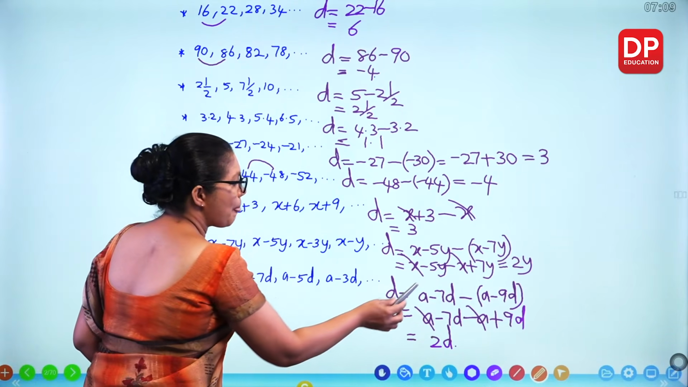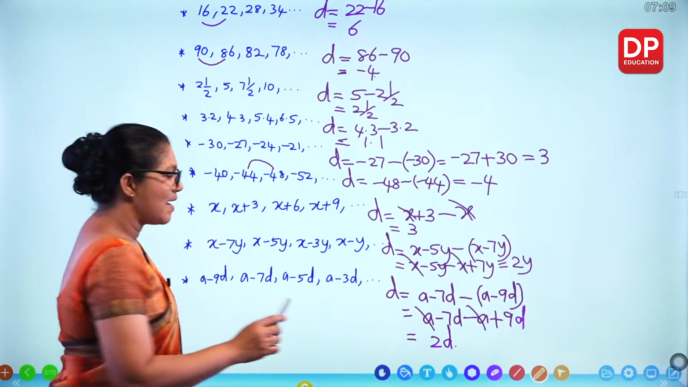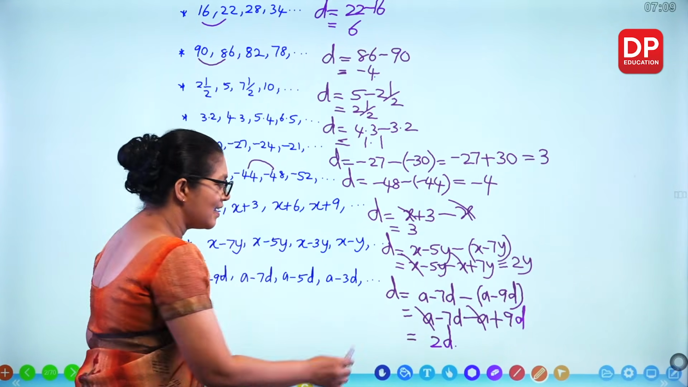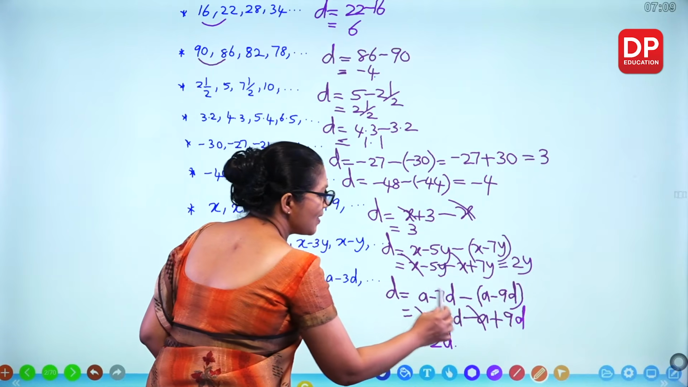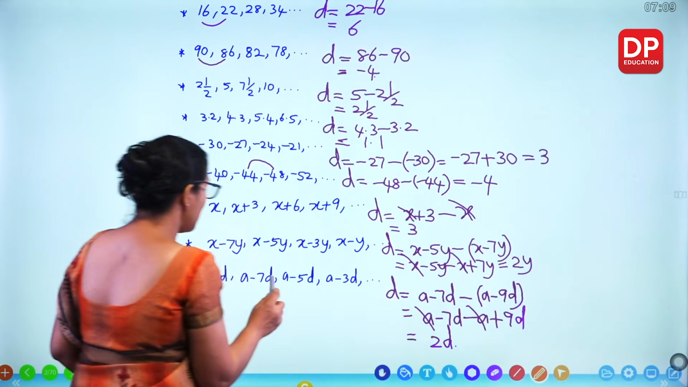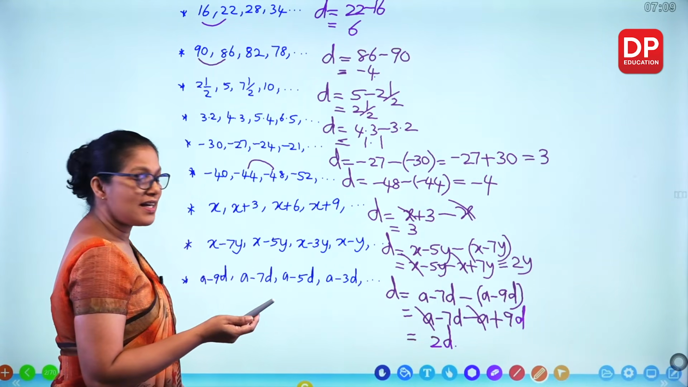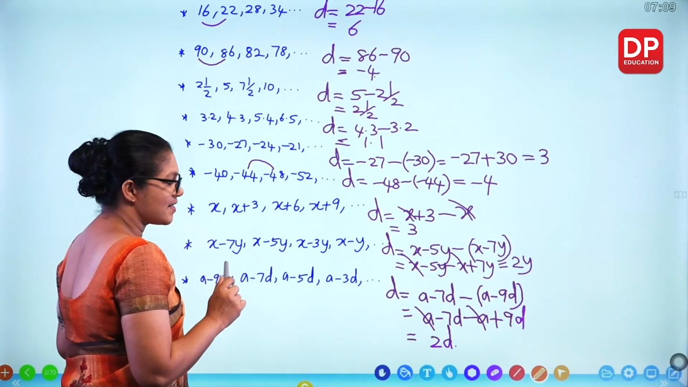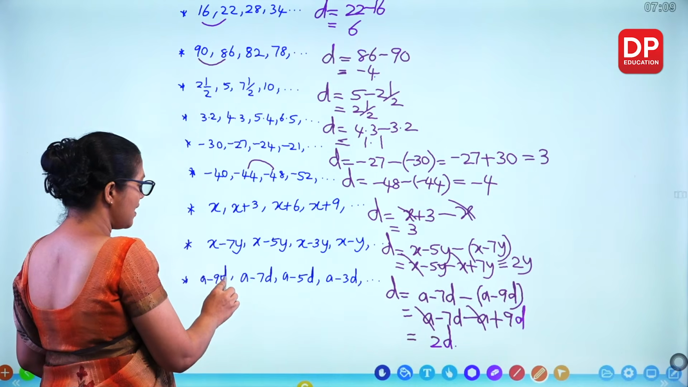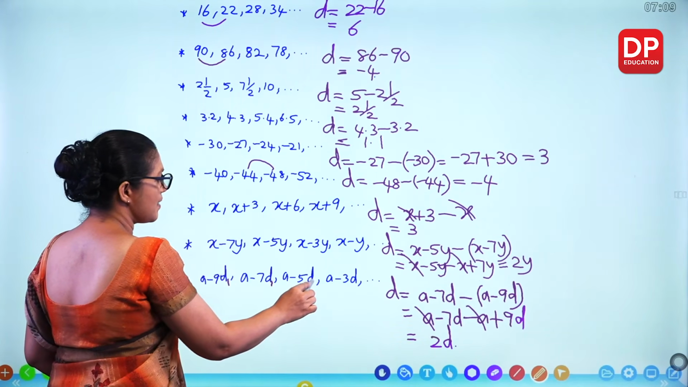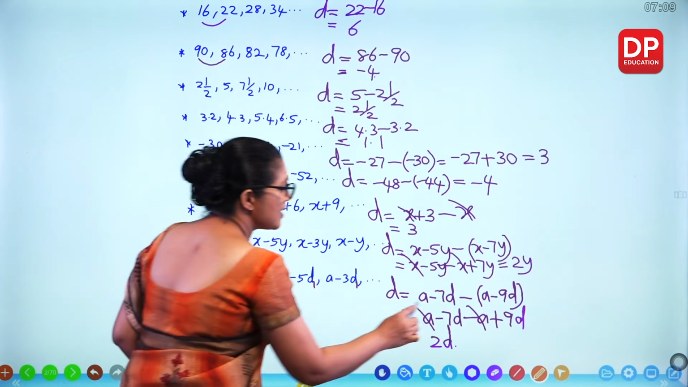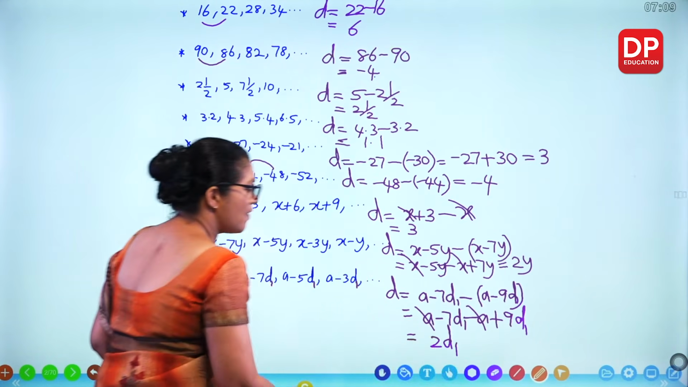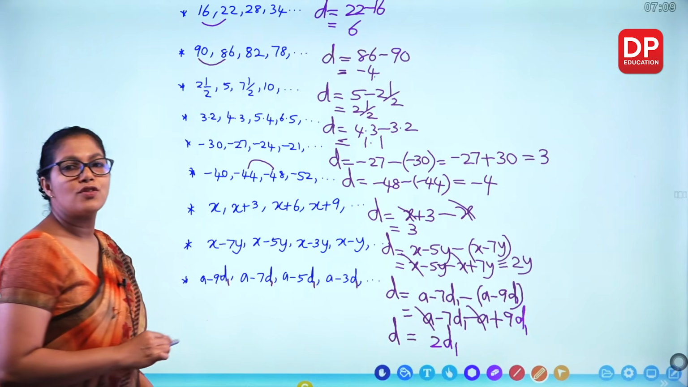So here this d is not the same as this d. So don't get confused, because here d is another value, not the common difference. It's better to take a different one. So d1, something like that, a different letter. Then this is d1 and 2d1. d equals 2d1.